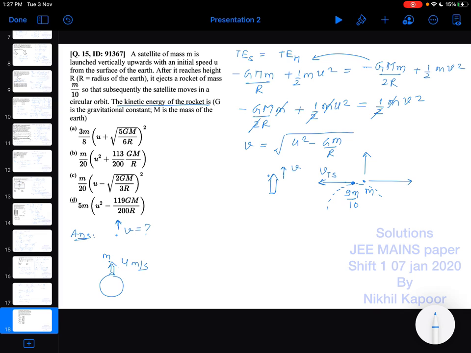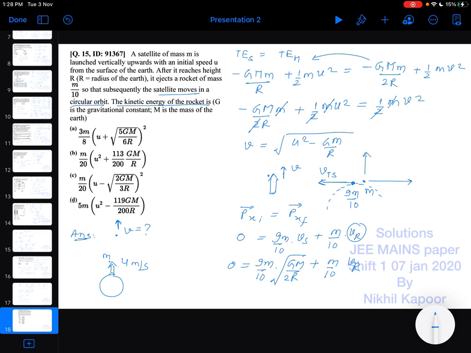We need to find the kinetic energy of the rocket. So first of all, the momentum along x direction. So total momentum in x direction initially must be equal to total momentum in x direction finally. Initially along x direction there is no momentum. So 9m by 10 into velocity of the satellite plus m by 10 into velocity of the rocket, which we need to find. As they said, the satellite is moving in a circular orbit, then obviously the velocity achieved by the satellite is the critical velocity, and critical velocity is given by under root GM by radius of orbit, which is 2r from the center of Earth, plus m by 10 into v r.